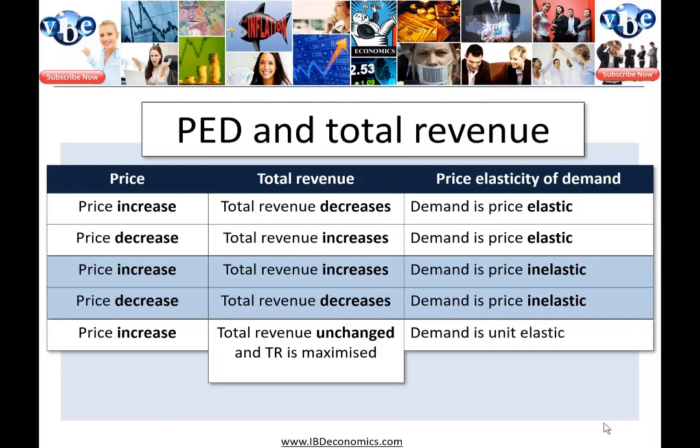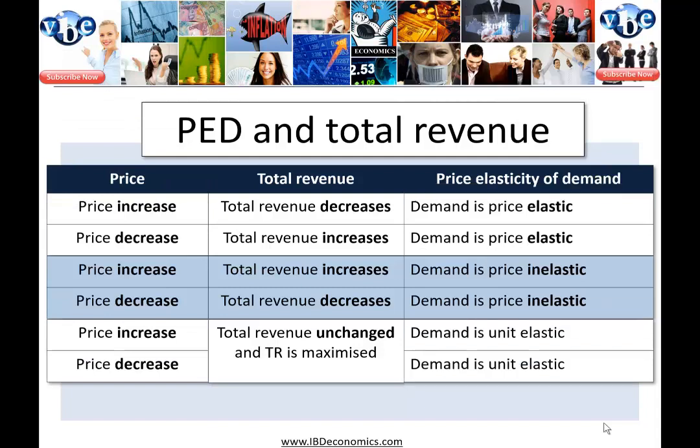Now, when price increases, total revenue is unchanged. We know that total revenue is maximized. Demand is unit elastic. Price decrease, same result. Total revenue being unchanged. We know that total revenue is being maximized. Demand is unit elastic. There is no change to total revenues.